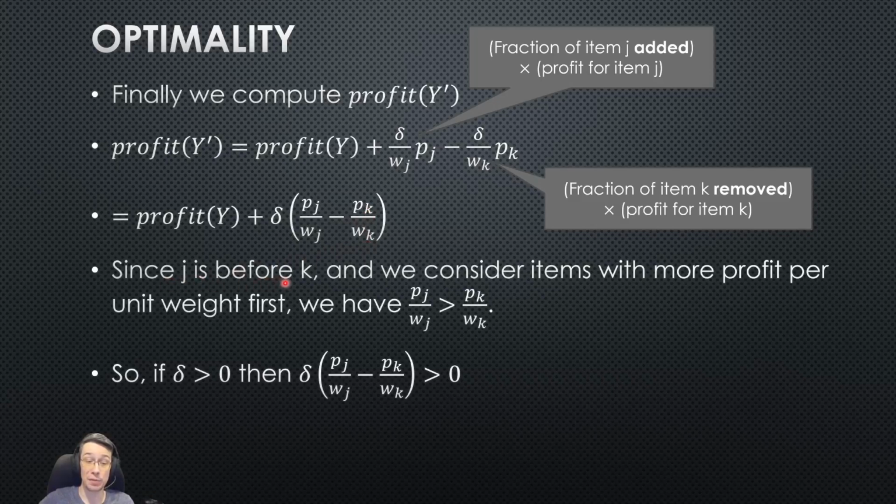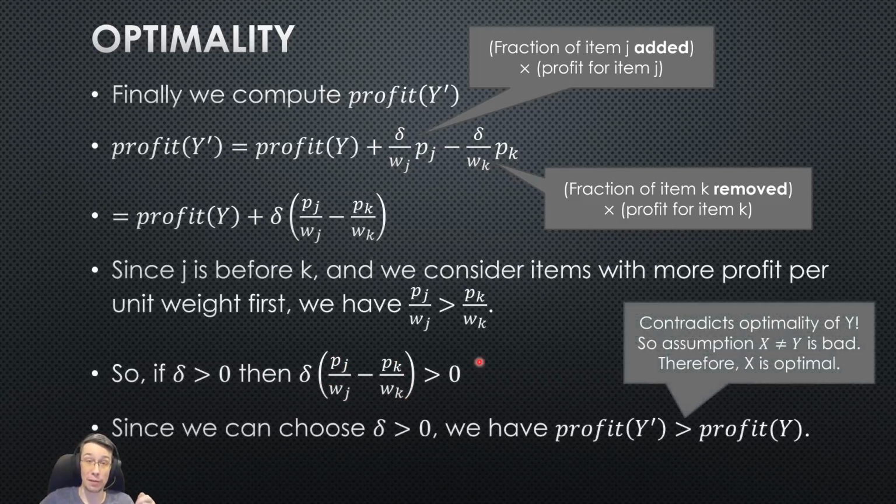But j is before k in the sorted sequence in which we consider these items, and we consider the items with more profit per unit weight first. So we have pj over wj greater than pk over wk. So if delta is greater than 0, which we know we can set and get a feasible y prime, then delta times this expression is greater than 0, which tells us the profit of y prime is greater than the profit of y.